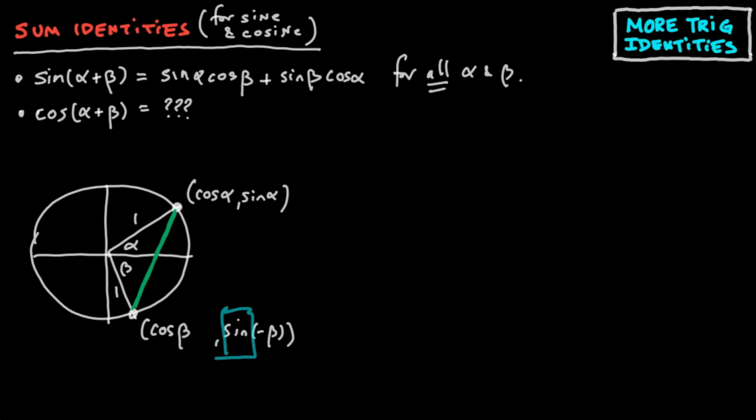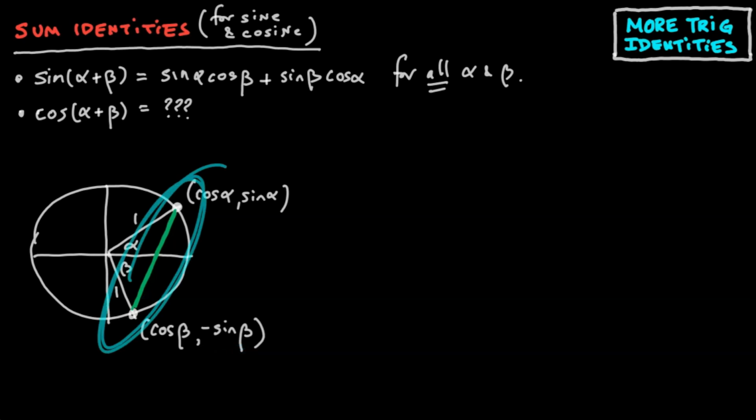And sine is an odd function, so that negative gets pulled through the sine. And instead of sine minus beta, we can rewrite that as minus sine of beta. That's a bit nicer. And let's call that line segment, or its length, d, for distance. And since we know the coordinates of its endpoints, we can use the distance formula to find d. We'll do that in a moment. Or at least we'll come up with an expression for d in terms of all this junk.